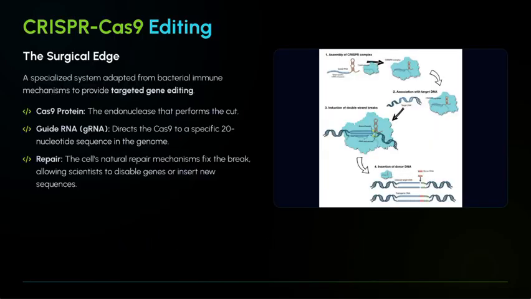Okay, so now we're gonna talk about CRISPR Cas9 editing. This is a surgical edge, and it's a specialized system that's adapted from bacterial immune mechanisms to provide targeted gene editing. So we have the Cas9 proteins, which are the endonucleases that perform the cut, and then we have the guide RNA, the gRNA, which directs this Cas9 to a specific 20 nucleotide sequence in the genome, and then repair. The cell's natural repair mechanisms fix the break, allowing the scientists to disable genes or insert new ones.